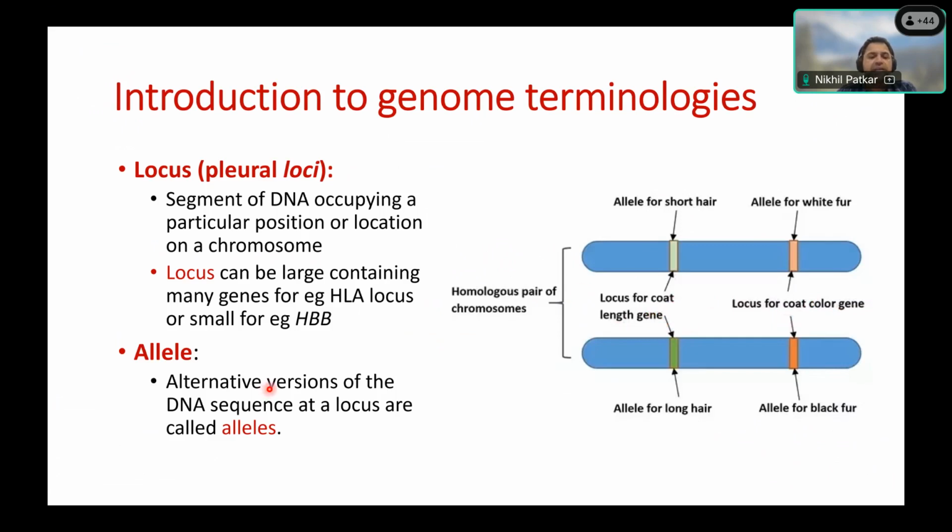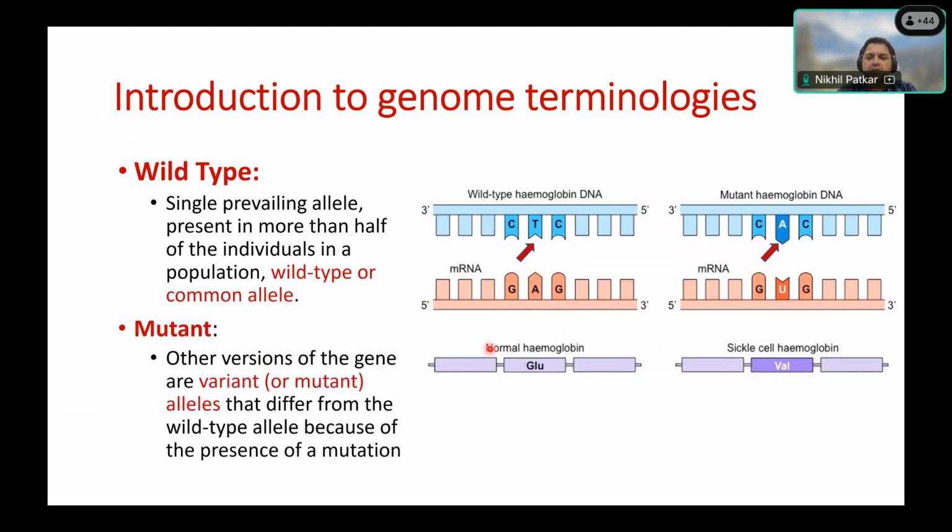An allele contains alternative versions of the DNA sequence in a locus. So you can have an allele for short hair, an allele for long hair, or similarly for white fur or black fur. There are also terminologies that one comes across, like wild type and mutant. Wild type is the single prevailing allele which is present in more than half the number of individuals in a population. It is known as a wild type or common allele.